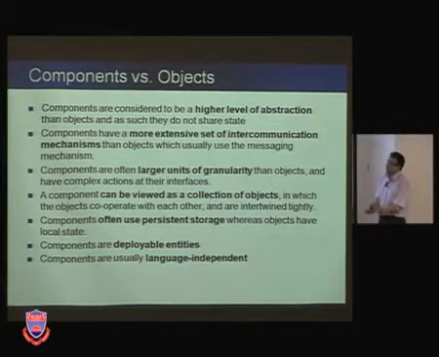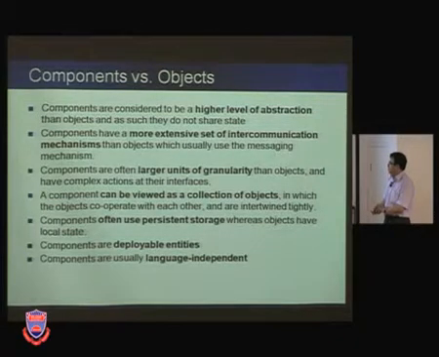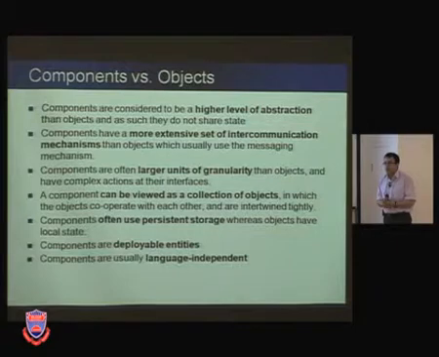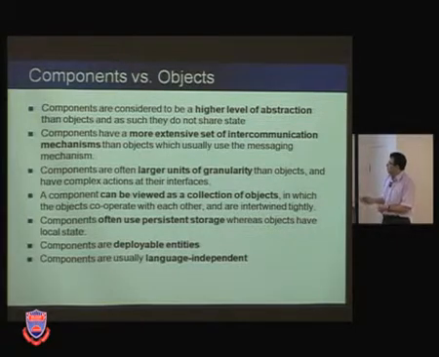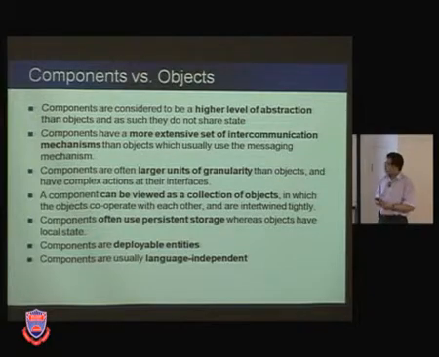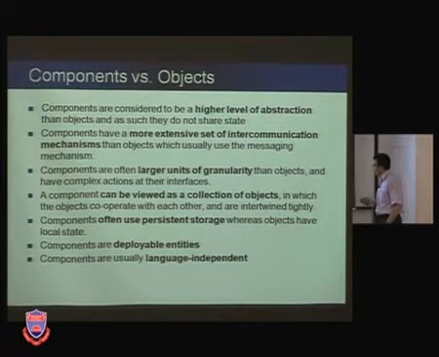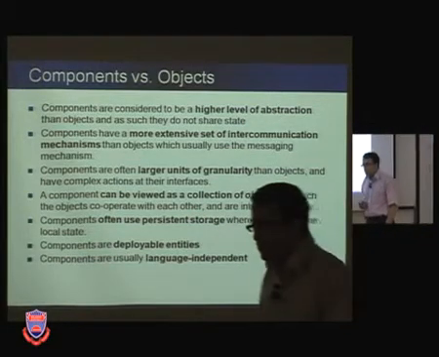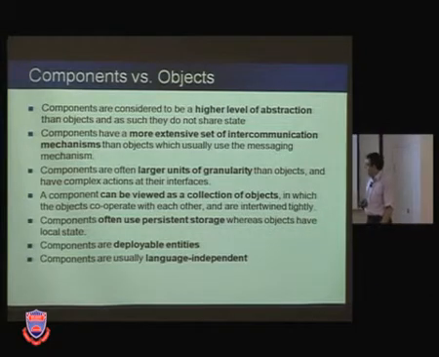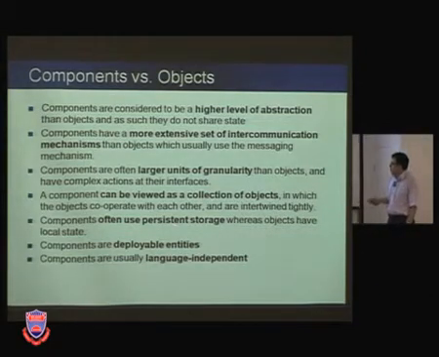Components are often of larger units of granularity than objects and have complex actions at their interface. Typically, a component can also be viewed as a collection of objects, the internal details of a component, in which the objects cooperate. Components often use persistent storage, whereas objects have local state.